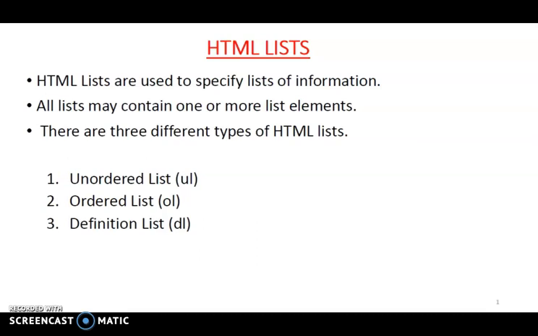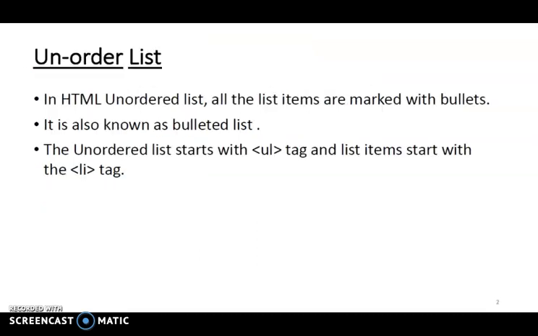The HTML provides three types of HTML list. The first one is an unordered list, that is UL. Then the second one is an ordered list, that is OL, and the third type is a definition list, which is defined by DL. Now I will explain one by one. Your first is your unordered list.